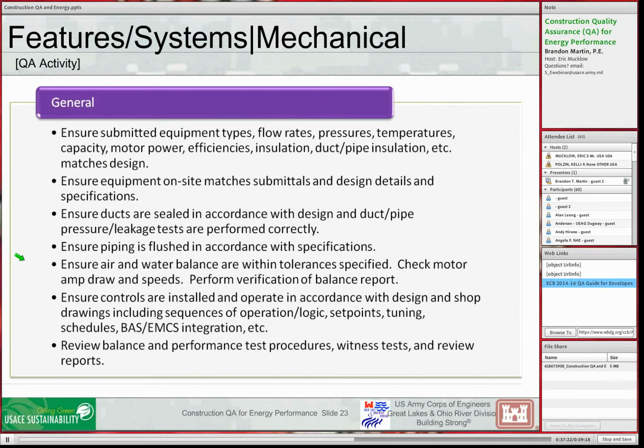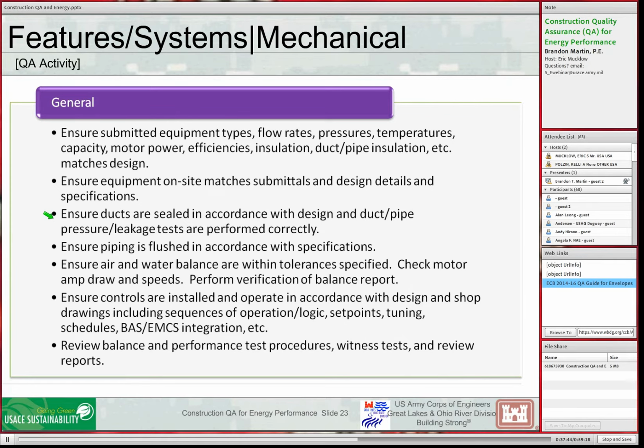Mechanical systems. Again, this is the same pattern. Make sure submitted equipment and shop drawings and so forth match the design. Whatever shows up on site matches design. The installation matches design. We need to make sure the ducts and piping are sealed and leak tested. We need to make sure that the piping is flushed. These things are pretty important.